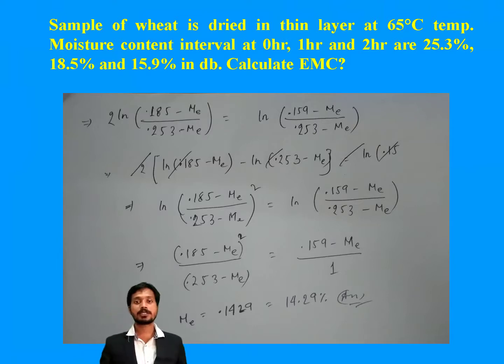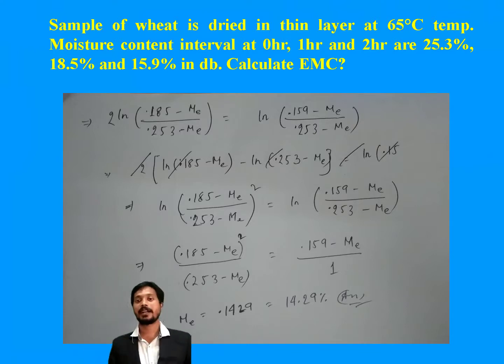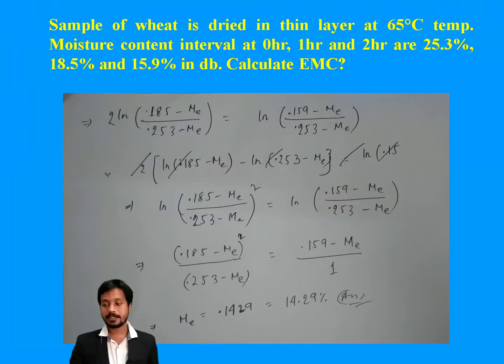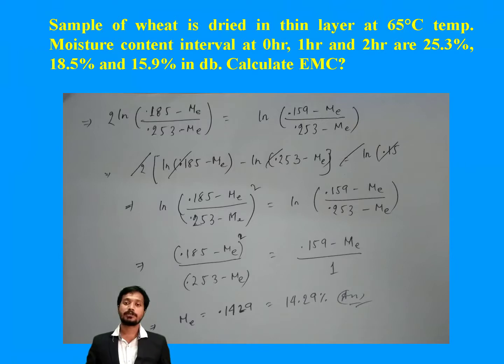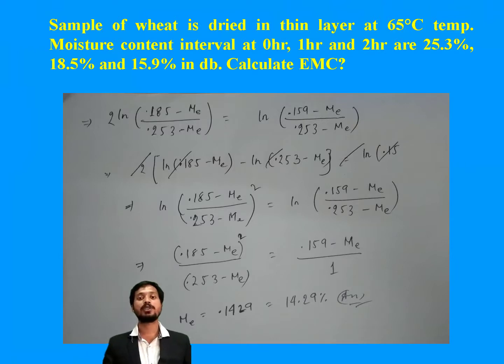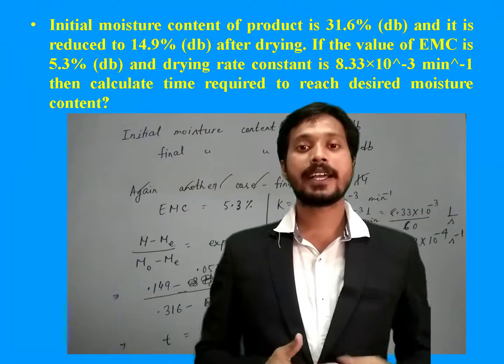Now the ln on both sides we can cancel, so we can remove the function. Then ultimately it comes to 0.185 minus Me whole square by 0.253 minus Me equals 0.159 minus Me. After simplifying this, we get the value of equilibrium moisture content as 0.1429 or 14.29% dry basis. So this was the second problem. Now going to the next question.